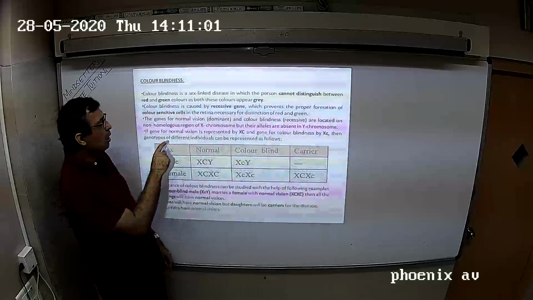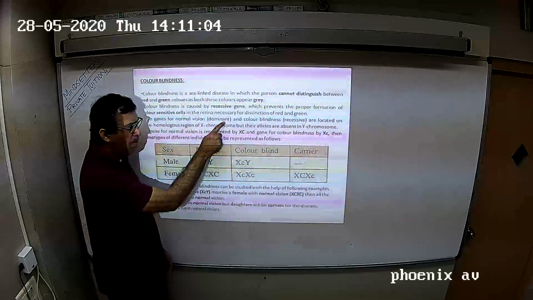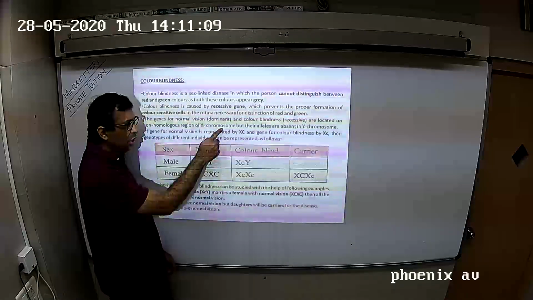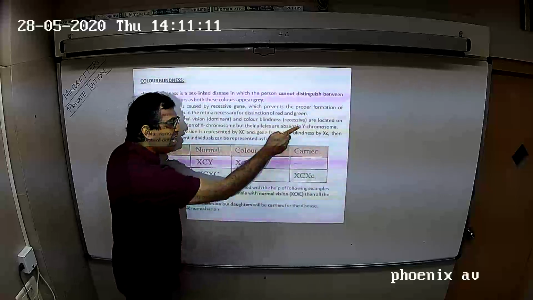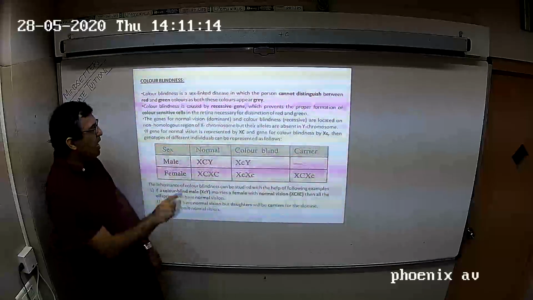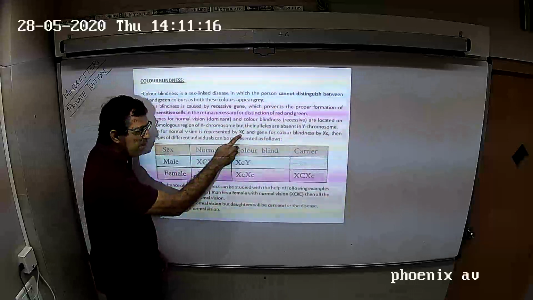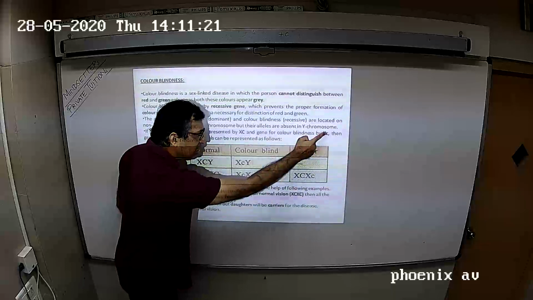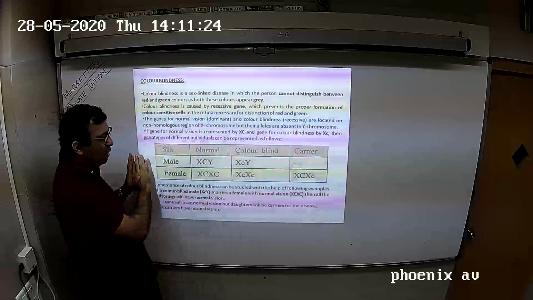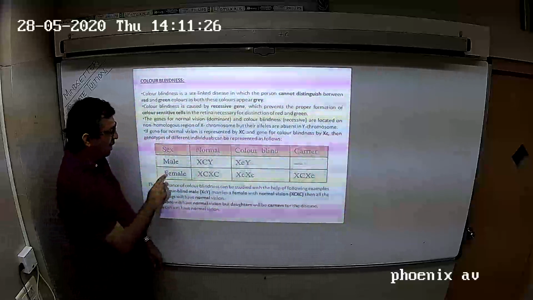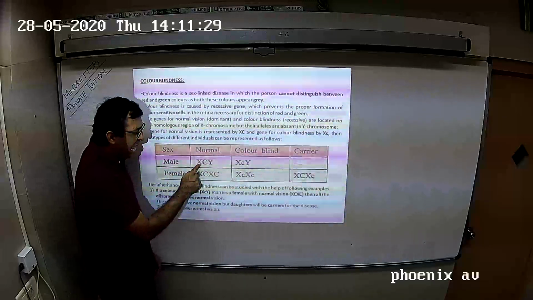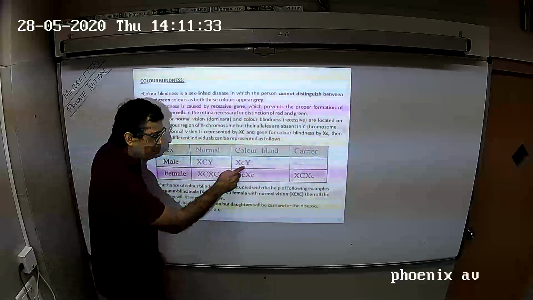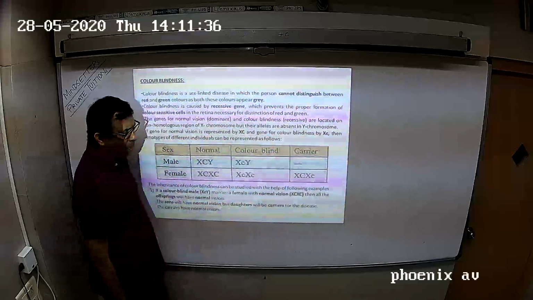And third, the gene for normal vision is dominant and color blindness is recessive, and both are found on the non-homologous region of the X chromosome and their alleles are absent in the Y chromosome. Say gene for normal vision is represented by X capital C and the gene for color blindness is by X small c, then sir, how is the representation done? In a male, X capital C Y will be normal vision. X small c Y will be color blind.